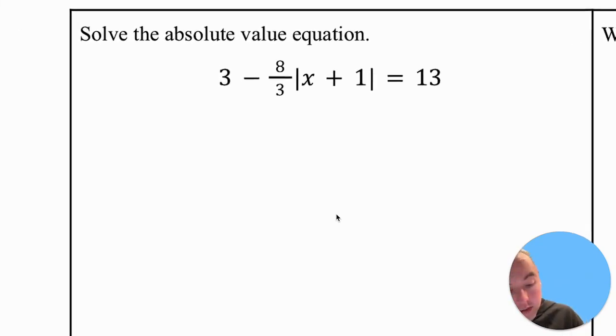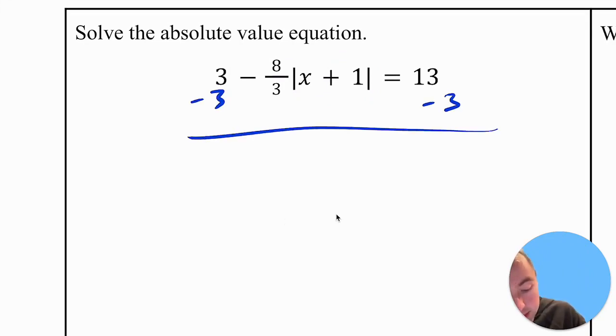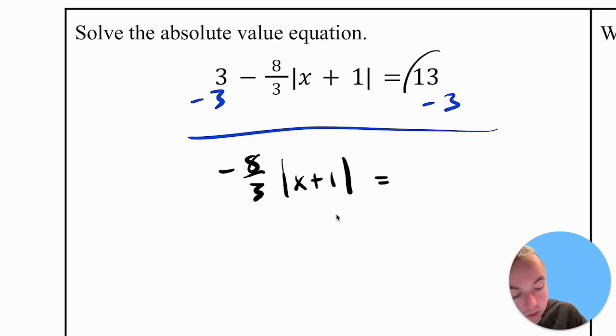So jumping to this first one right here, we want to solve this absolute value equation, so I want to get this absolute value alone. So the first thing I'm going to have to do is get rid of that 3, so I'm going to have to subtract it. And that means then that we'll get negative 8/3 in front of the absolute value of x plus 1 equals 13 minus 3 gives us 10.